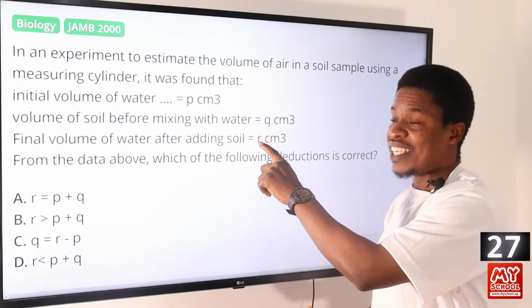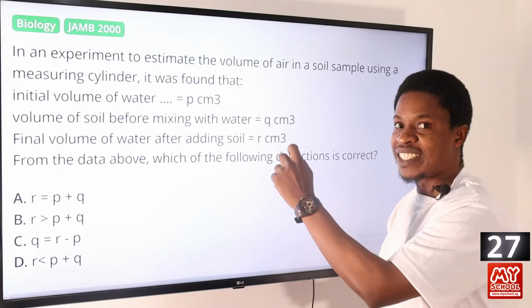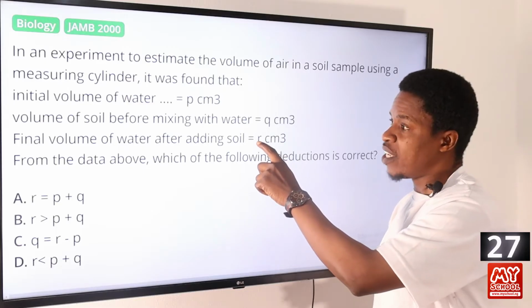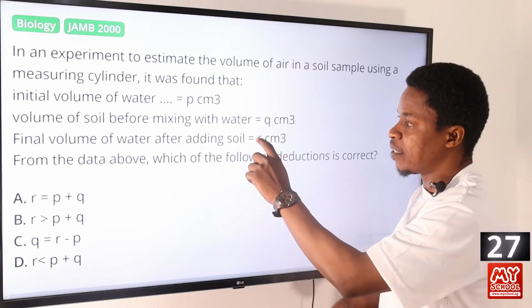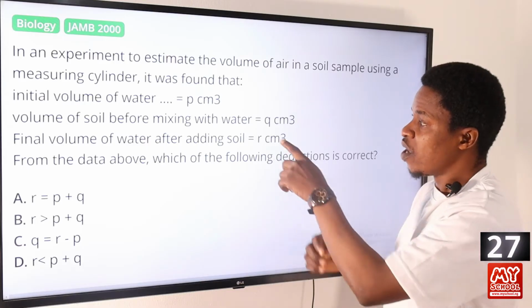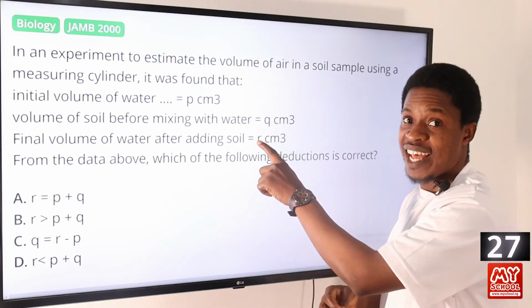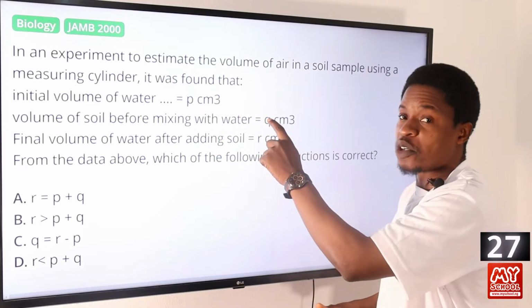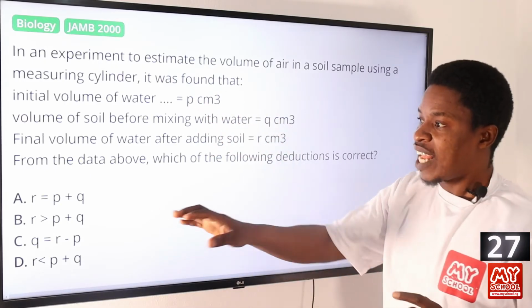In other words, R should be less than the addition of P and Q, because R has no air present. By the time you mix it together, the air is no more. So R should be lesser, okay? The value of R should be lesser than the addition of P plus Q. Are we together? So now let's look at the options.